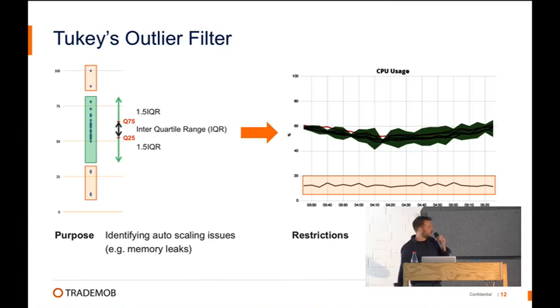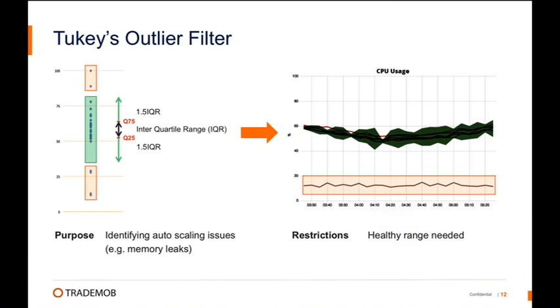Quick summary of this. So the idea is that we want to identify auto-scaling issues. It's not only about CPU usage, it's also about memory leaks, or you can also think about business KPIs like requests of a single box compared to the others. The restriction here is, of course, that you always need a healthy range. So if all your boxes do misbehave, you would still define this interquartile range and would still define a healthy range, even though your whole service has problems at this moment.